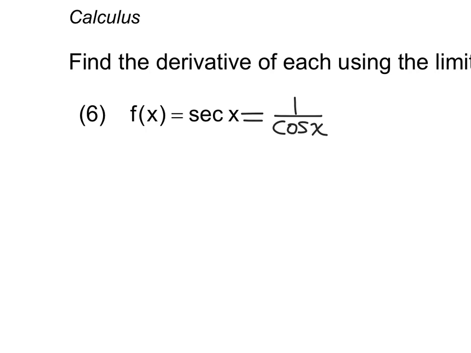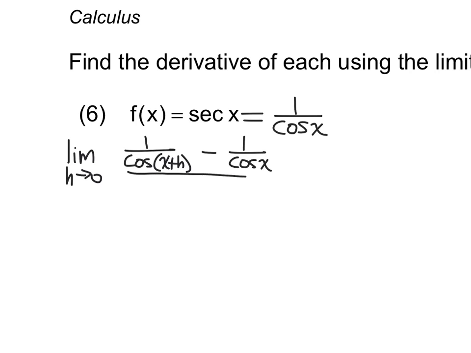All right. We're going to apply the limit definition again. It's still going to be one of those cases where we're best served by using the traditional one. So limit as h approaches 0 of 1 over cosine x plus h minus 1 over cosine x, all over h.